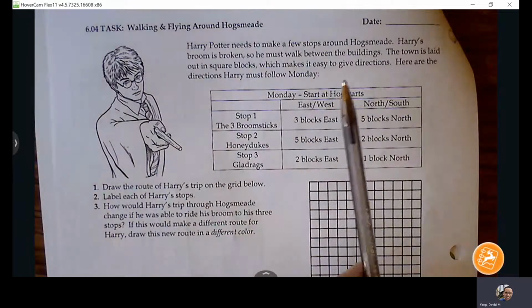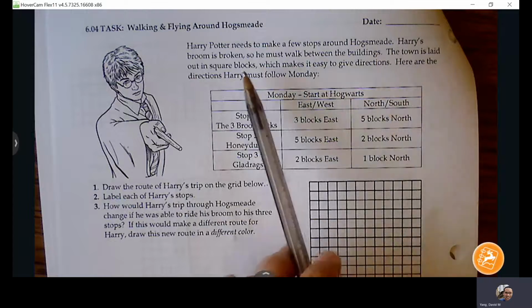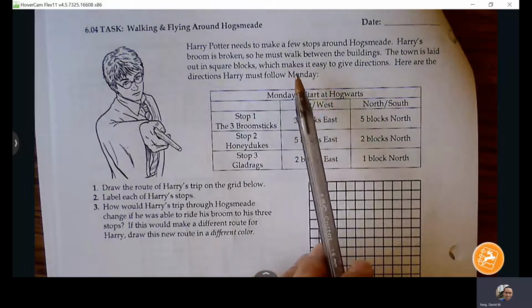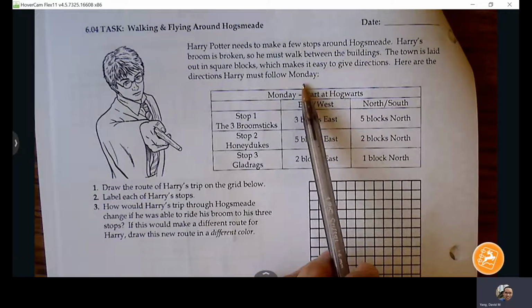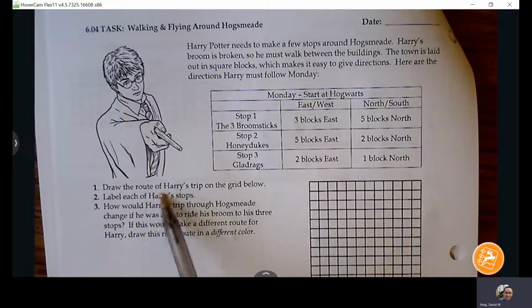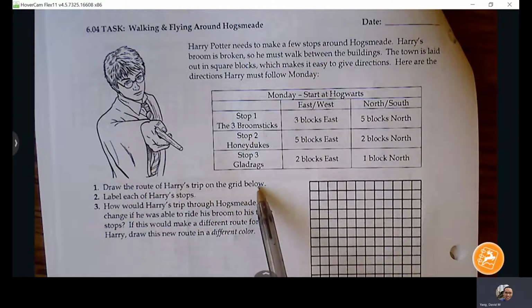Harry Potter needs to make a few stops around Hogsmeade. Harry's broom is broken, so he must walk between the buildings. The town is laid out in square blocks, which makes it easy to give directions. Here are the directions Harry must follow on Monday. Draw the route of Harry's trip on the grid below.